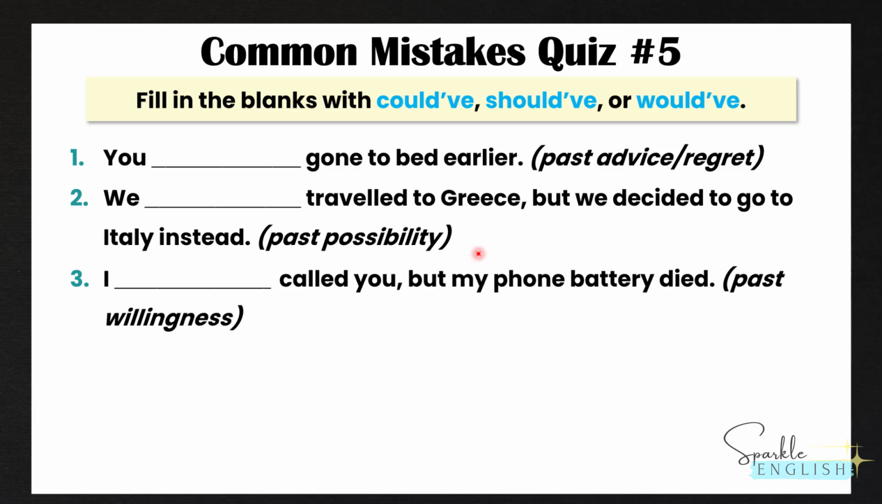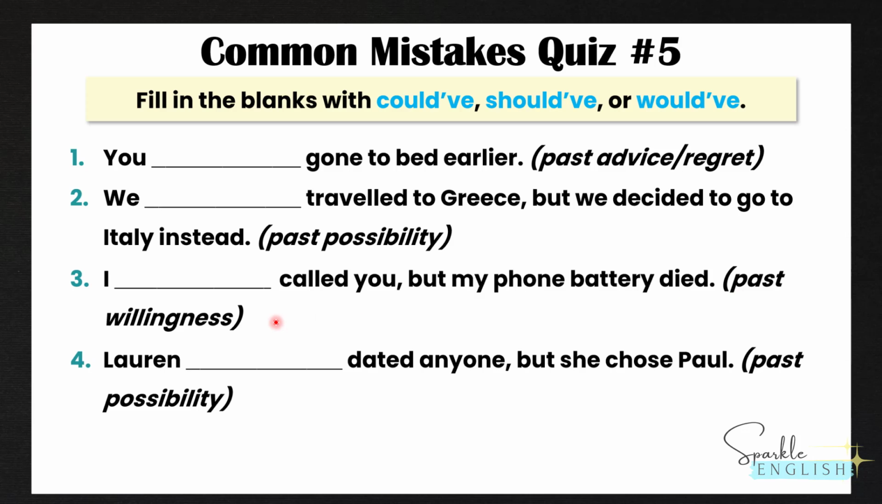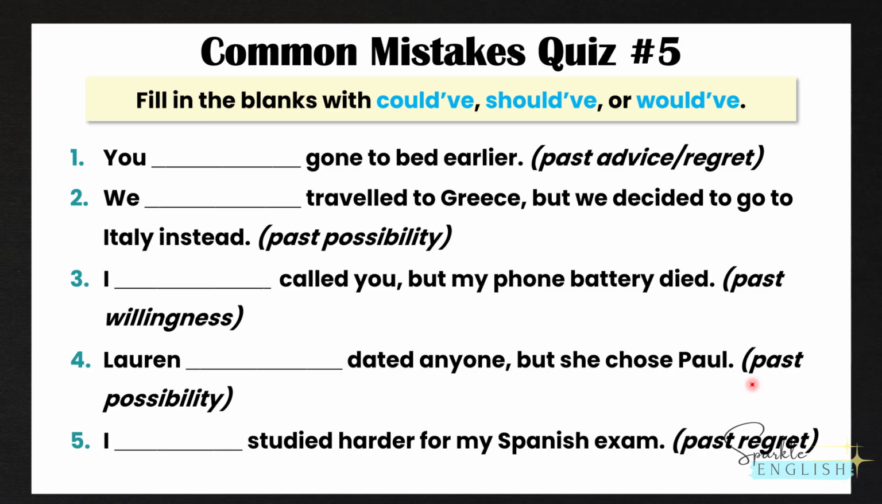Number 3, I blank called you, but my phone battery died. This one, use a modal verb that represents past willingness. Number 4, Lauren blank dated anyone, but she chose Paul. Here, use a modal verb that represents past possibility. And finally, number 5, I blank studied harder for my Spanish exam. And this time, use a past modal verb that represents past regret.